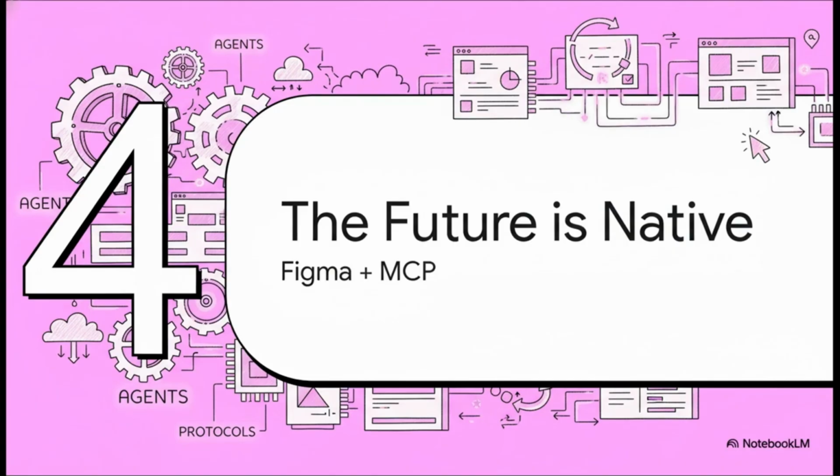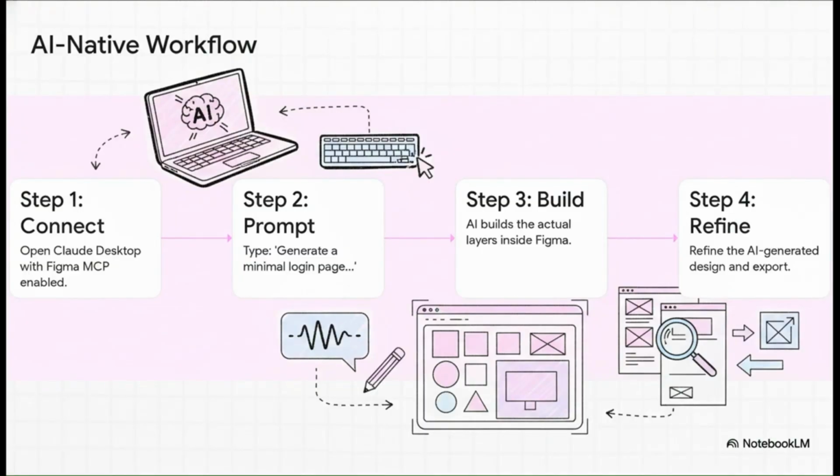Okay, finally, let's look at what's next, which honestly is already here. This is the true game changer, connecting AI agents directly into our design tools. We are talking about AI native design, using Figma with something called MCP, which stands for Model Context Protocol. Basically, it lets AI assistants see, understand, and directly edit your design files. This just unlocks a completely new way of working.